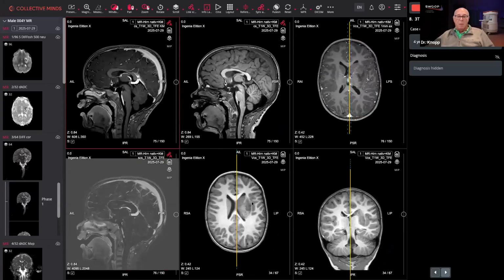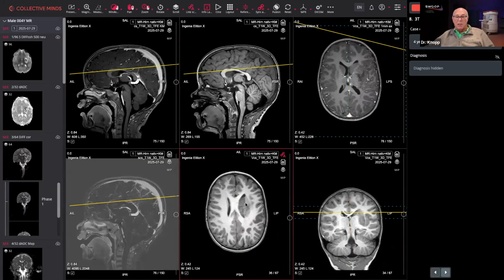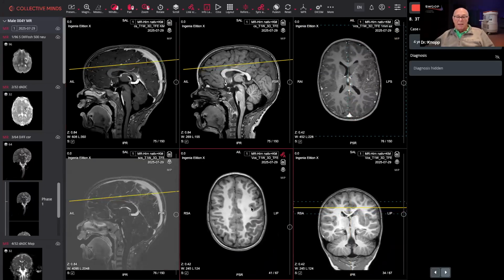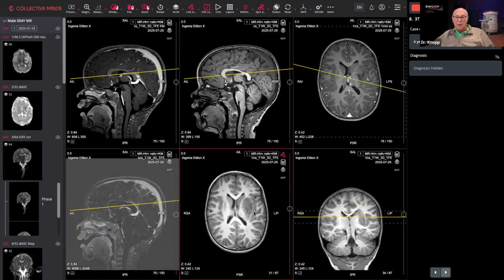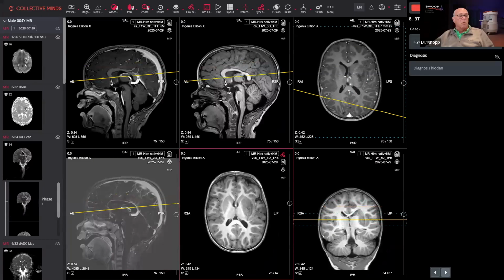Okay, and here we can take a look at the axial T1. And what we can see again is, again, somewhat subtle. That area of ischemia, the cortex is a little thickened. And again, this area of mass effect signal change, and I presume related to hemorrhage.